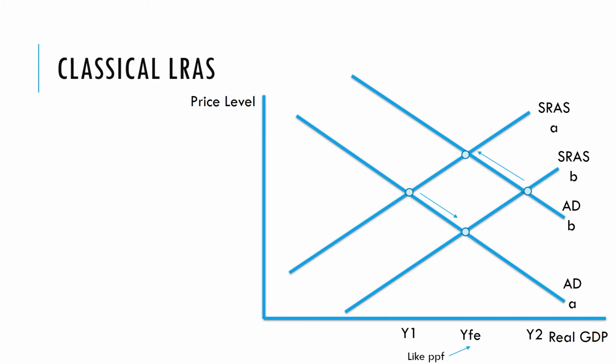And so in the long run, once these adjustments have taken place, we should always be at a level of output that corresponds with the full employment level of output. So the classical long-run aggregate supply curve looks like this. It is a vertical line which indicates that in the long run, the economy should always move to producing the level of output that is consistent with fully using all our resources.